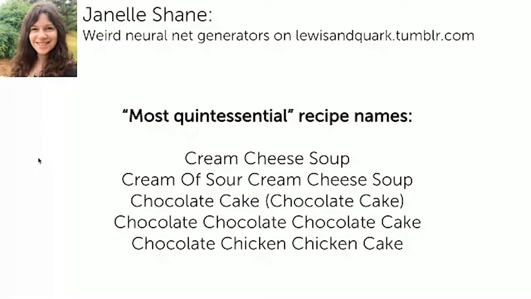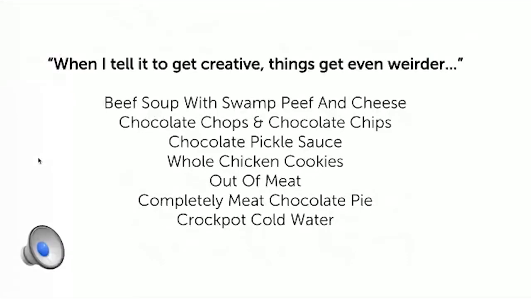And then you can say, okay, well, maybe I want the system to be a little bit more adventurous, generate me some stuff that might be outside of the norm. And it comes up with things like beef soup with swamp beef and cheese, whole chicken cookies, and then some of my favorites, out of meat as a recipe, and crock-pot cold water.